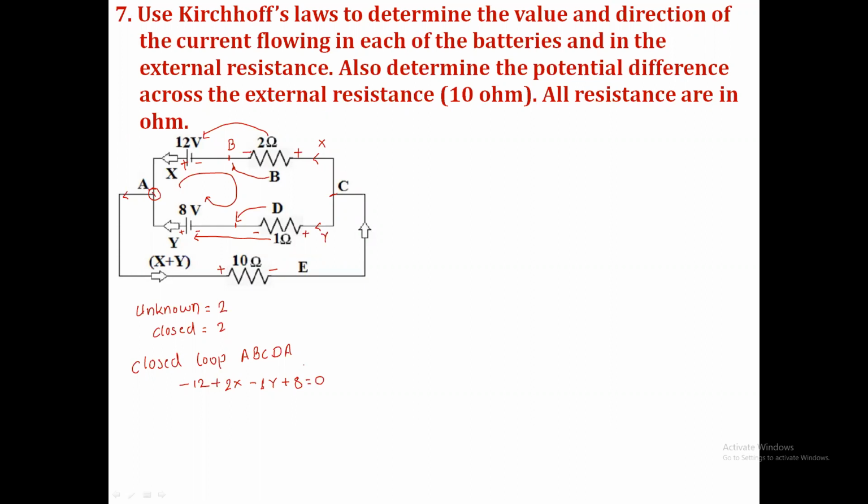Is that clear? Then I can write here 2x minus 1y, which is equal to minus 12 minus 8, which is minus 4. When transferred to the other side, it should be plus 4. Equation number 1. Did you get my point? Yes or no?